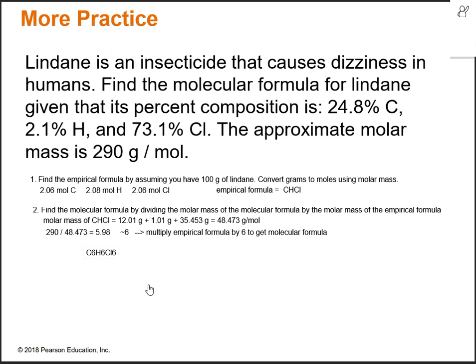So we'll start chapter 9 on Tuesday of next week. So we will probably take about 3 class periods to cover chapter 9.